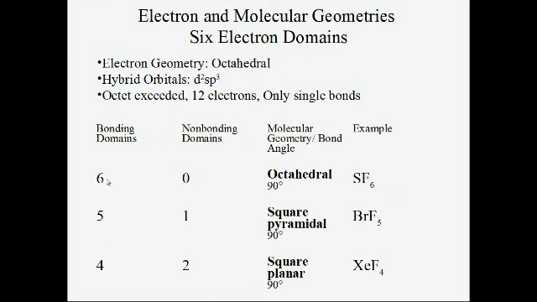For 6 electron domains, if they're all atoms, no lone pairs, we have an octahedral structure. With 5 atoms and 1 lone pair, we're going to have a square pyramid. And with 4 atoms and 2 lone pairs, we're going to have a square planar structure.